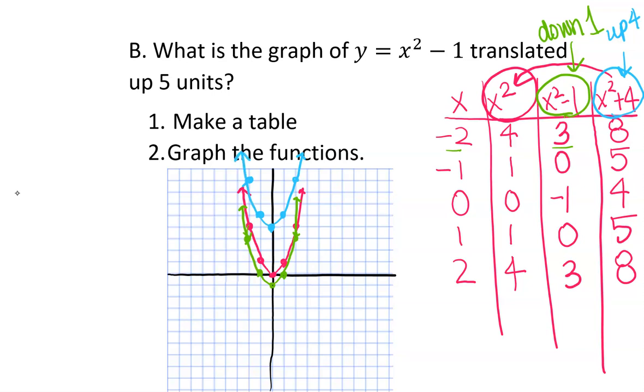Okay, so notice again that if you look at your parent function, which is the pink one, and you count up 4, that gives you that point. Up 4 gives you that point. Up 4 gives you that point, and so on. So looking at the parent function and knowing what it does, that helps a lot.